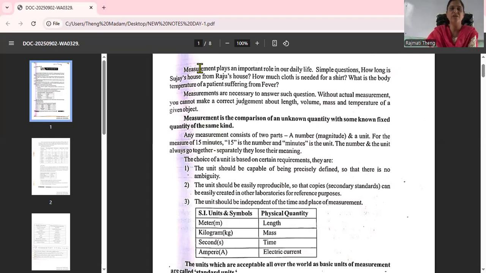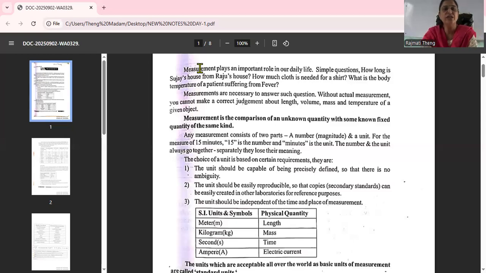You should know the definition of measurement. Measurement is a comparison of an unknown quantity with a known fixed quantity of the same kind, that is called measurement. Any measurement consists of two parts: first one, that is number and unit. For example, we are saying 15 minutes. We are saying 2 liters. 2 is number and liter is the unit.